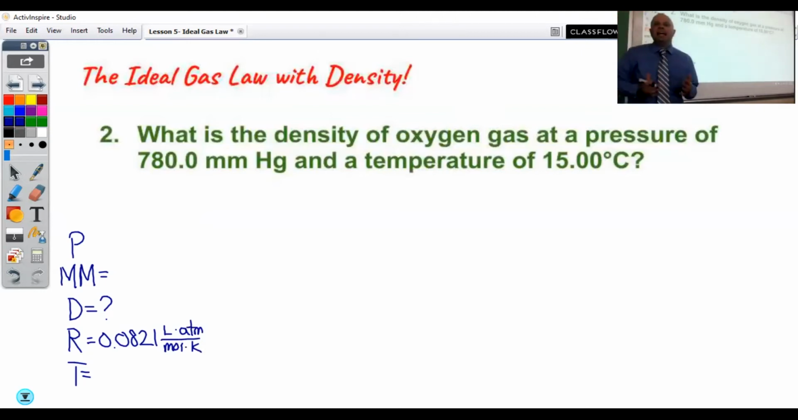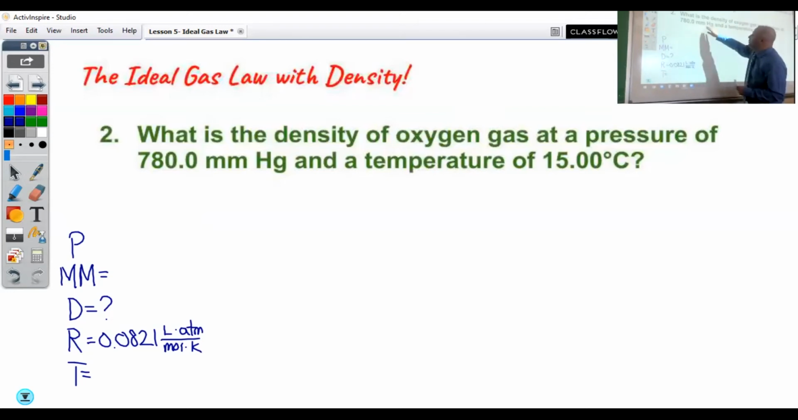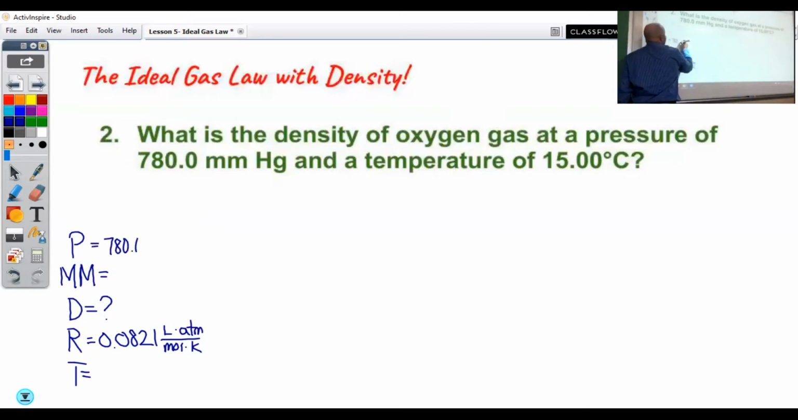Now, keep in mind that anytime we're using R, because we have this unit of liter ATM per mole Kelvin, those are the only units that we can use. So when we read that our pressure is equal to 780.0, but the unit is millimeters of mercury, we have to immediately convert that into ATM so it meshes with our units on our universal gas constant, R.